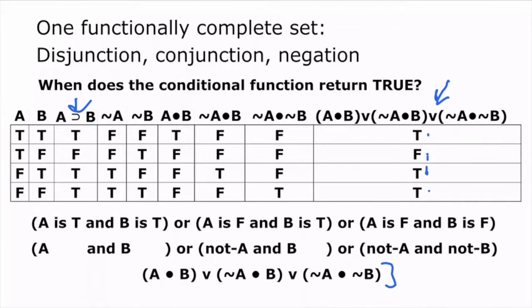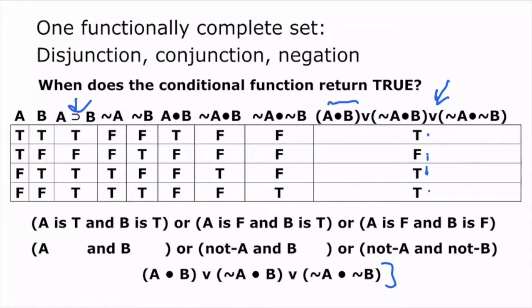Which it kind of has to be, because these 3 disjuncts are literally the representation of these 3 rows. And it's this one that makes this true. This one puts a T there, and this one puts a T there. Okay?